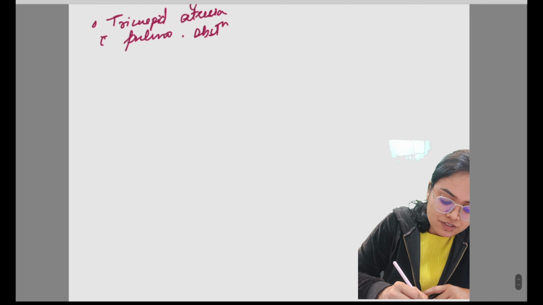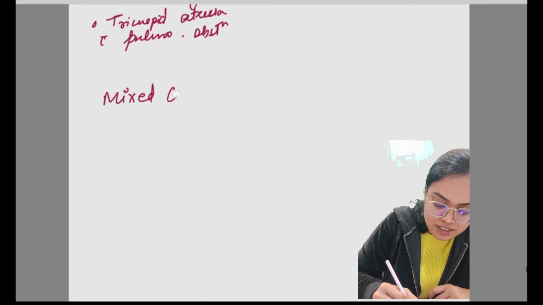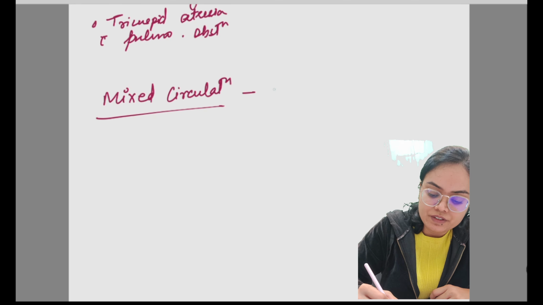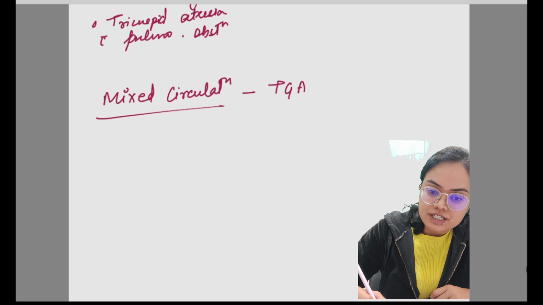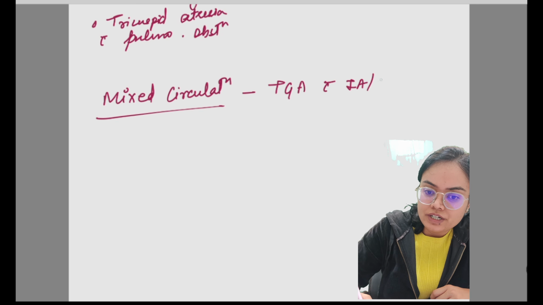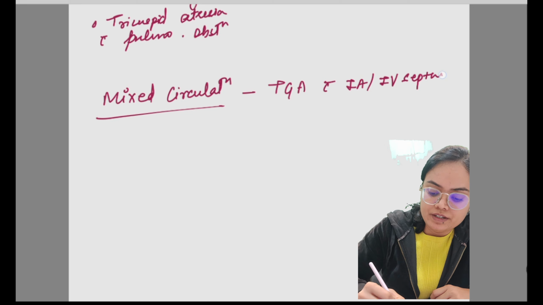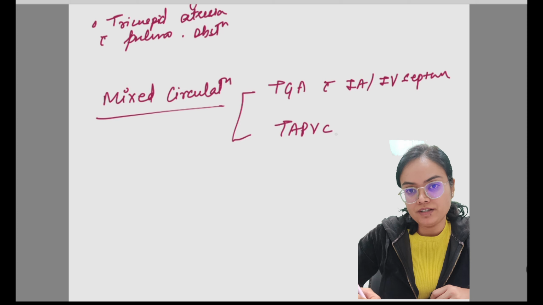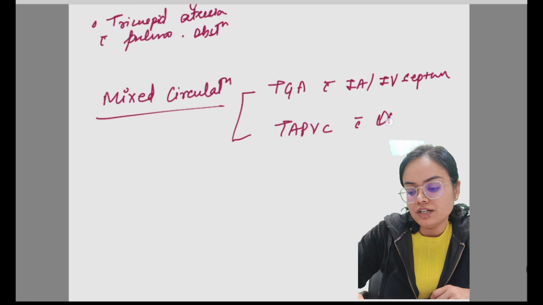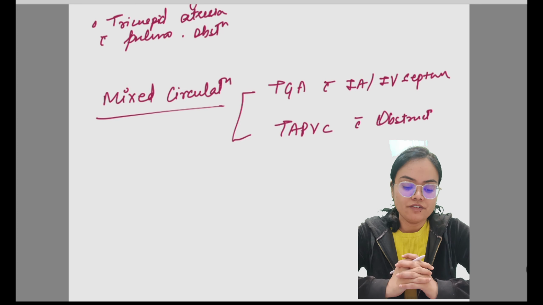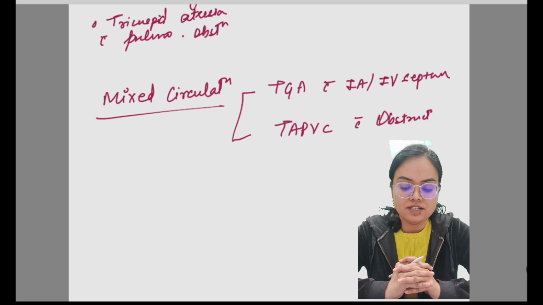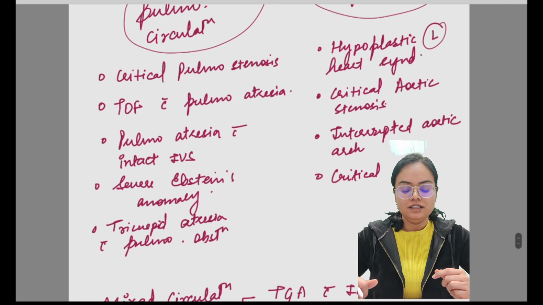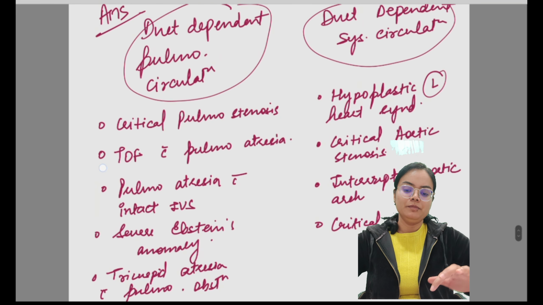Then there is another condition where mixed circulation is there. To maintain the mixed circulation, we require patency of the PDA. What are these conditions? It is TGA with intact interatrial or interventricular septum. Second is TAPVC, I hope you know the full form, total anomalous pulmonary venous connection with obstruction. In such conditions, there is a requirement of mixing of oxygenated as well as deoxygenated blood, and for mixing we require PDA patency. These are the conditions where PDA patency is required.